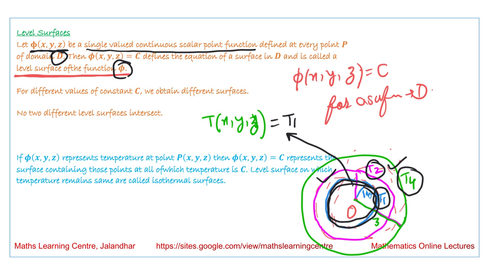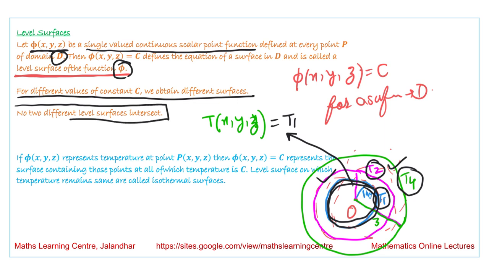So for different values of constant c, we will obtain different level surfaces. A further property is that no two different level surfaces intersect. This is because if two level surfaces intersect, it means at the point of intersection, the value of the scalar function phi would be constant c.